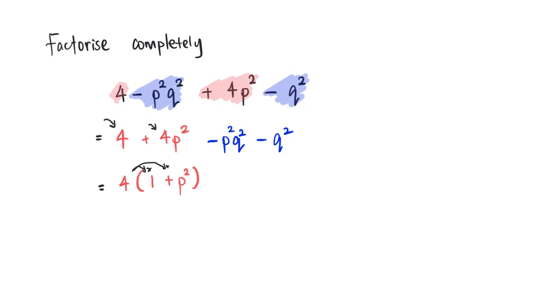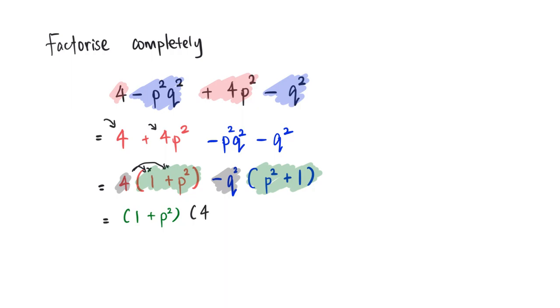Okay, so in the other two terms, I will have negative q square out, and I'm left with p square plus 1. One plus p square, p square plus 1, they are the same. Therefore, I am going to take them out as the common factor. And I have 4 minus q square out.